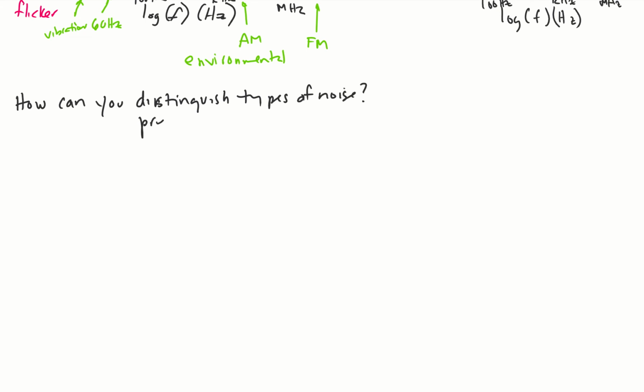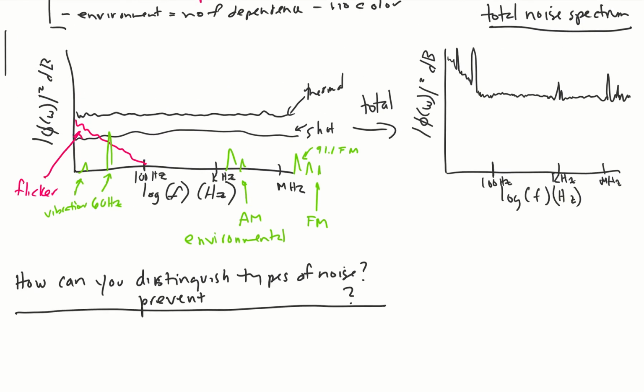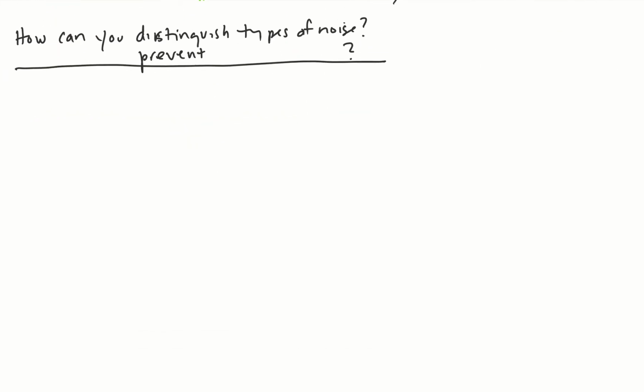How can you prevent them? And the best way to get an idea of how you can distinguish and prevent these is, again, considering this noise spectrum and also reminding ourselves of the different equations that we talked about in last lecture.